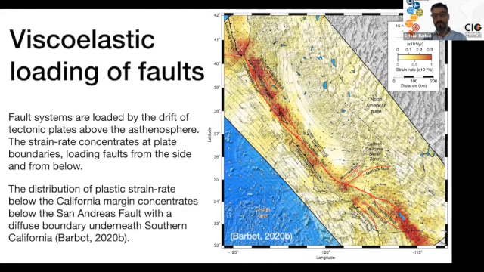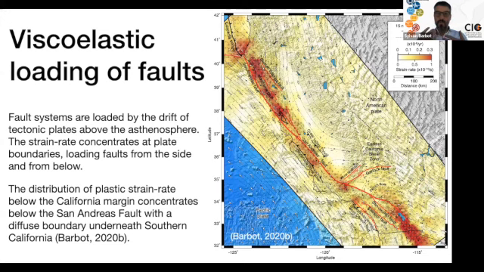And here we have an example of a spatial distribution of this strain rate underneath the San Andreas fault system in California that concentrates below the San Andreas fault in central and northern California, and exhibits widely distributed deformation in southern California, reflecting how the San Andreas fault system, in fact, engages many different faults, from the Newport-Inglewood and Rose Canyon faults on the west side to the San Jacinto, the Elsinore, and the San Andreas fault on the east side.